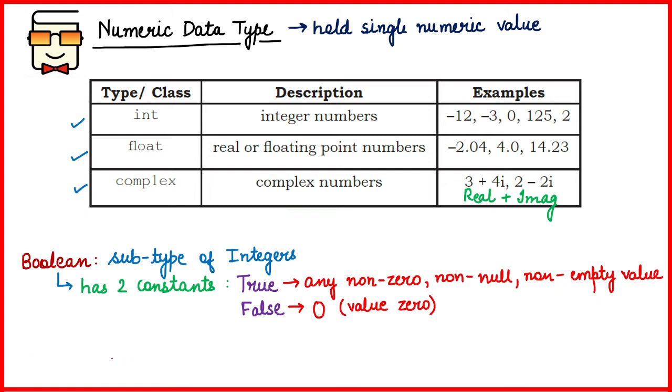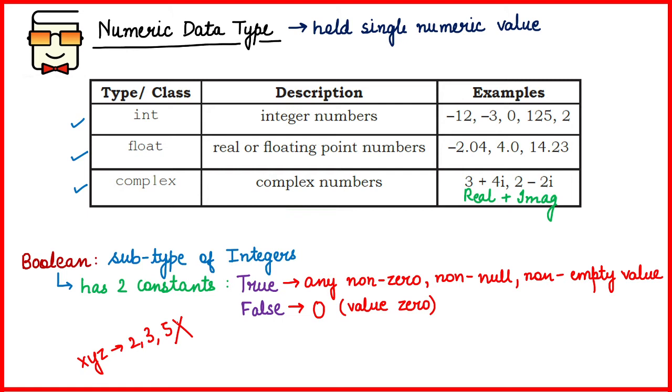You cannot say that your variable xyz belongs to the int data type and it has the values 2, 3 and 5. No, numeric data types will only contain a single value at a time. And this is how they are different from sequence data types. Sequence data types can contain more than one value at a time.